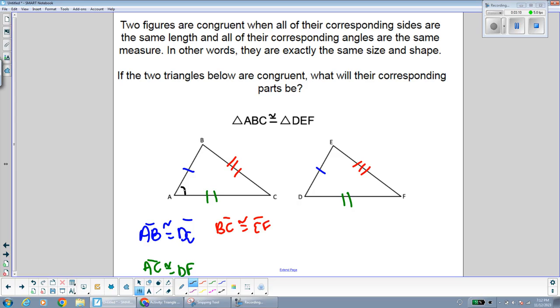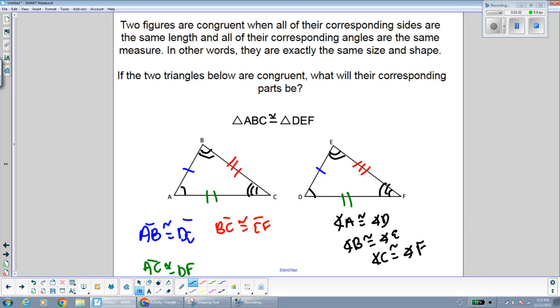Now moving on to the corresponding angles. We have angle A and angle D. We have angle B and angle E. And we have angle C and angle F.